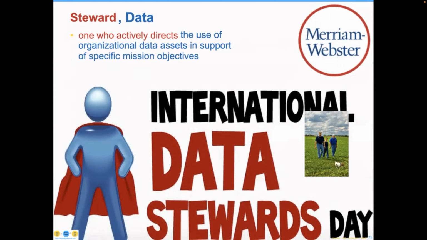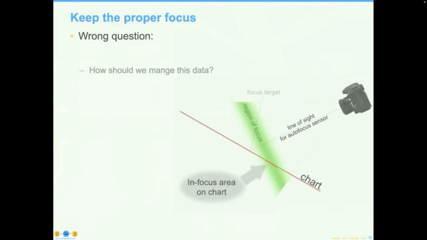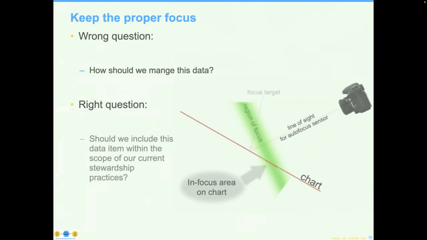And then the important question here is actually not how should we manage this data every time we come to a piece of data, but instead, should we include this data item within the scope of our stewardship practices? The important thing there is you're specifying an objective rule, not a subjective rule, where you can specify precisely what is happening and say, this is within my scope, this is not within my scope. Again, remember, you're claiming a fiduciary relationship here, not ownership.